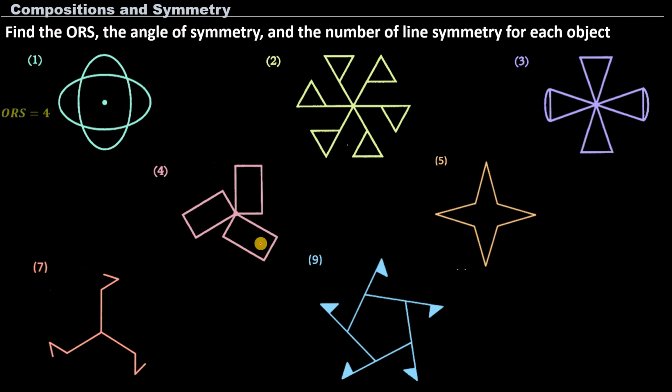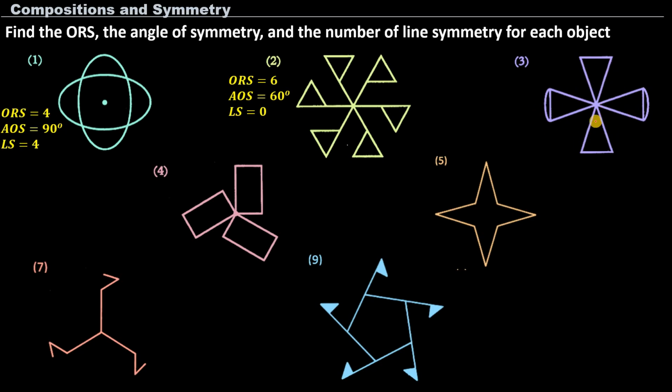So for the first one, we have an order of rotational symmetry of 4, so we can rotate it 4 times around. This makes my angle 90 degrees, and then our line symmetry is 4, going up and down, going left and right, and then through the diagonals. Number 2, we have an order of rotational symmetry of 6, so you can rotate it 6 times around. This gives me an angle of 60 degrees, and we have 0 line symmetry, nothing that you can actually draw through this.